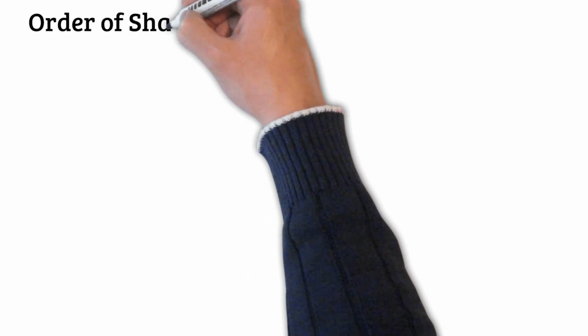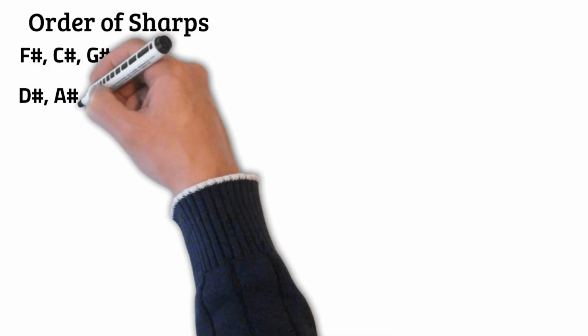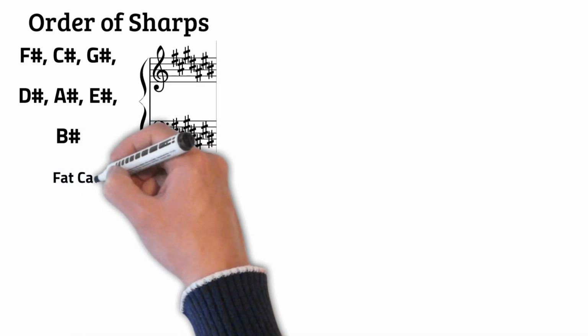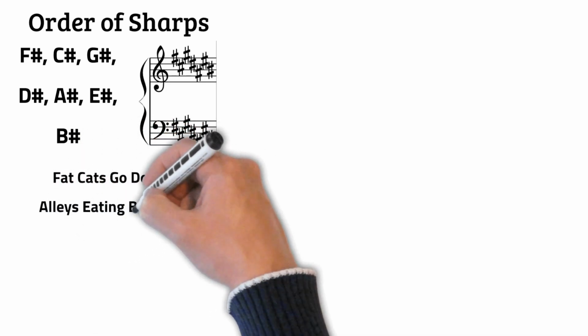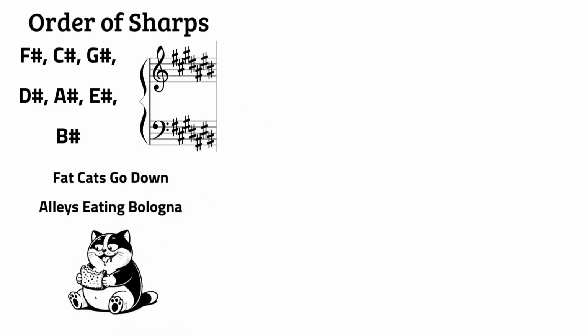Before we begin identifying key signatures, it is important to remember the order of sharps. This rule says that sharps in the key signature will always follow this order: F sharp, C sharp, G sharp, D sharp, A sharp, E sharp, and finally B sharp. This can be remembered with the saying, "Fat cats go down alleys eating bologna."